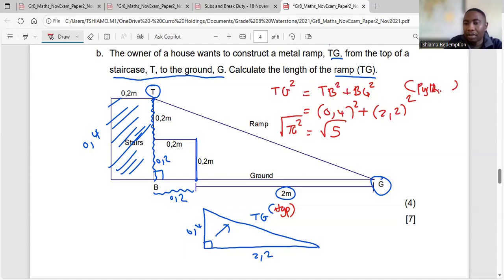Pythagoras. If you just say Pythagoras, it's fine. TG is the square root of 5, which is 2.24. You get your answer there. And then the units is meters. So if it's 4 marks, you can get a mark for the formula, for deriving the formula, for substituting, for the final answer, then the other mark either goes to the unit, the correct unit, or the reason. So try to write the reason and the unit so that you can get all the marks.